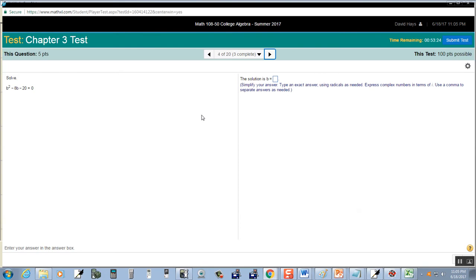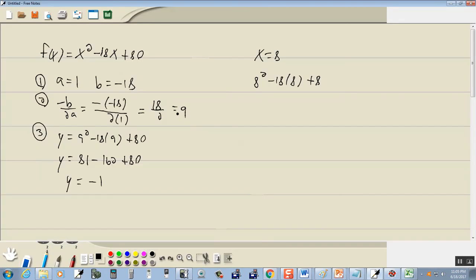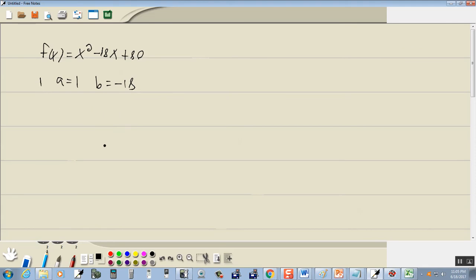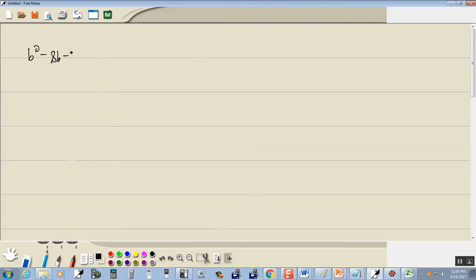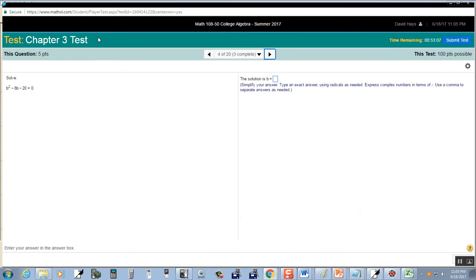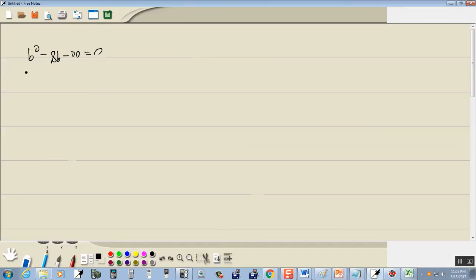And it says solve this. So let me clear this off. We've got b squared minus 8b minus 20 equals 0. And this will factor. This factors as b minus 10 times b plus 2 equals 0. Now, zero factor property says you set each factor equal to 0. So I'll set b minus 10 equal to 0, and I'll set b plus 2 equal to 0. And that gives us b is equal to 10, and b is equal to negative 2.